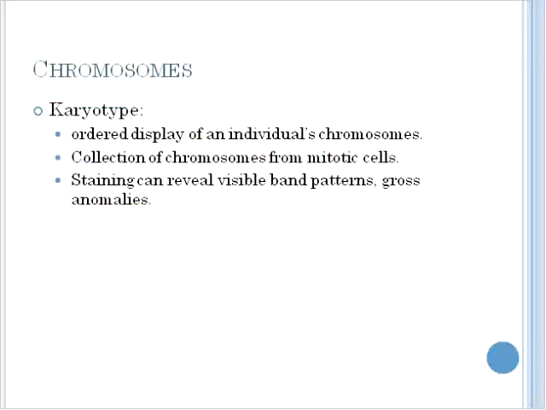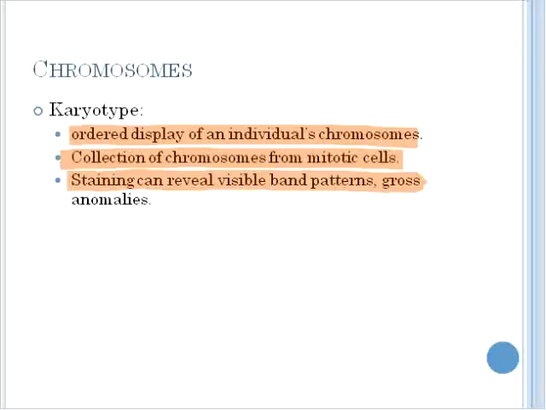In short, a karyotype is an ordered display of an individual's chromosomes. It is a collection of chromosomes from mitotic cells. And when you have staining applied, this can reveal band patterns, it can reveal gross anomalies, which can be indicative of various disorders.